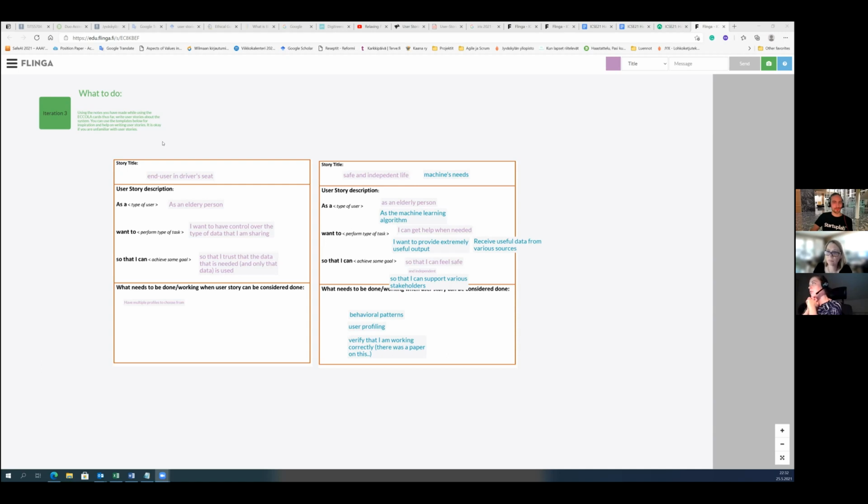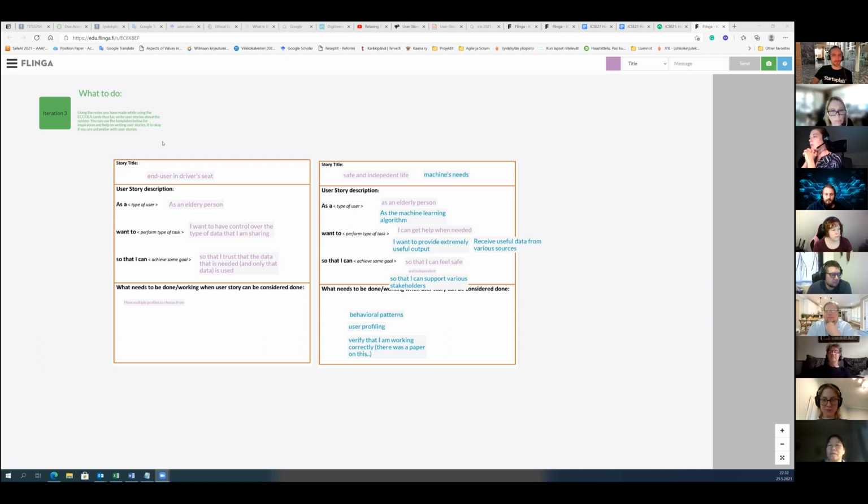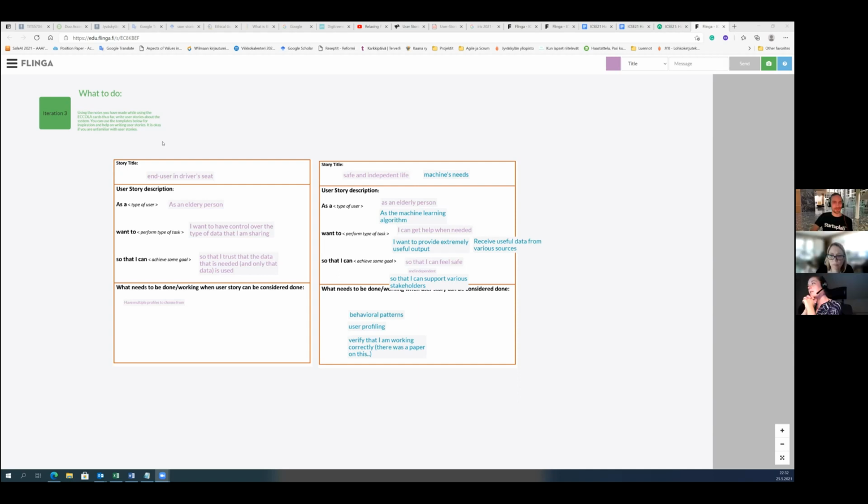So we thought, what about machine learning? As the machine learning algorithm, I want to provide extremely useful output and/or receive useful data from various sources so that I can support various stakeholders. And what needs to be done so that this user story can be considered done is to provide behavioral patterns, user profiling, and verify that I, as a machine learning algorithm, am working correctly.